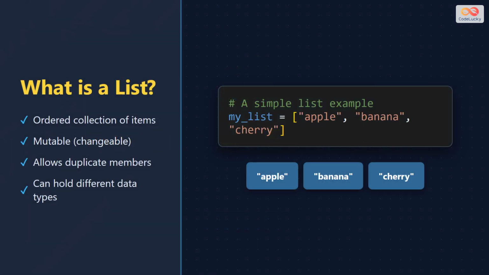First, what exactly is a list? Think of it as an ordered collection of items. Unlike some other data types, lists are mutable, meaning you can change their content after creation. They allow duplicate members and can hold different data types like integers, strings, and booleans all in the same list.